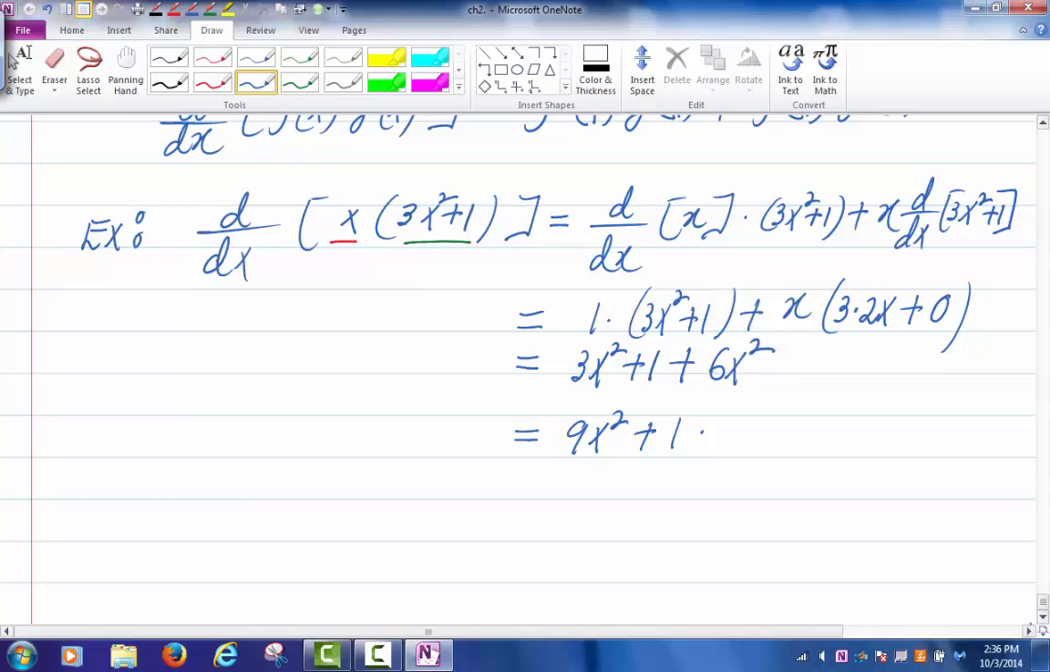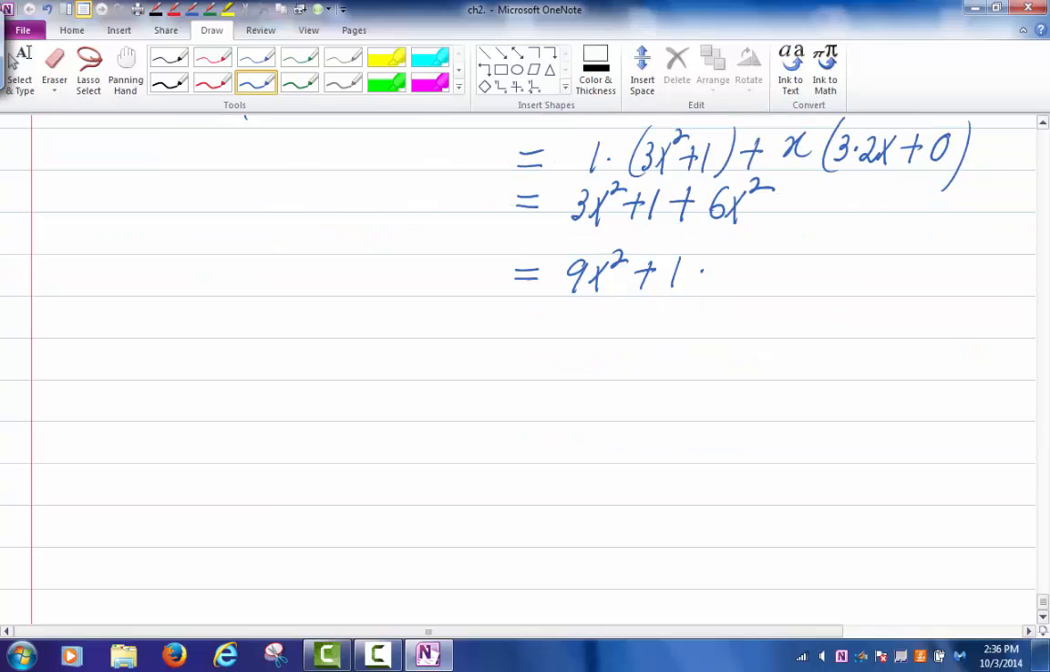However, notice that applying the product rule here in this problem is actually a harder way of doing the problem. Notice that I could have done this problem in an easier way if I multiplied first. So let me just redo that problem again.